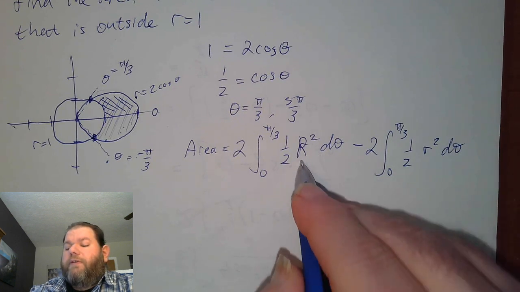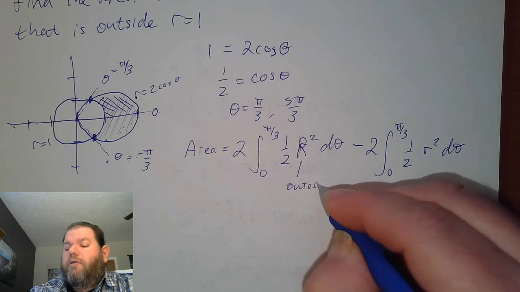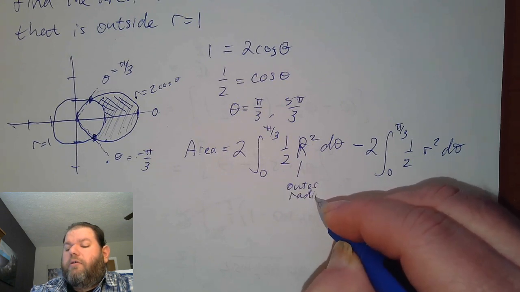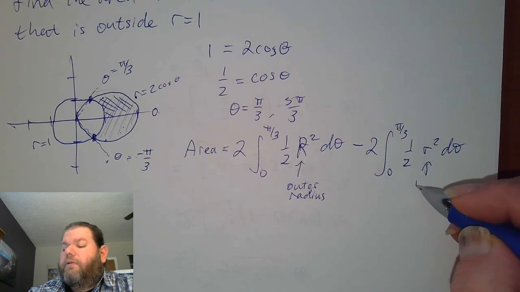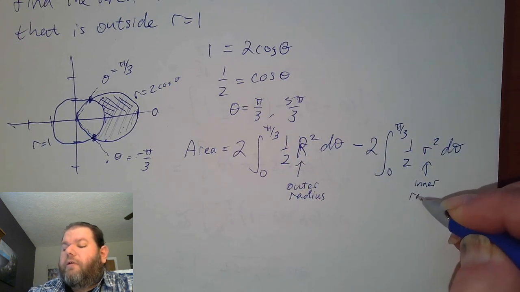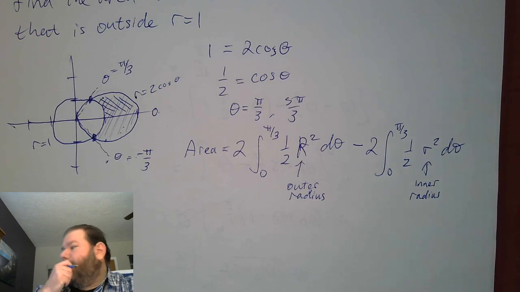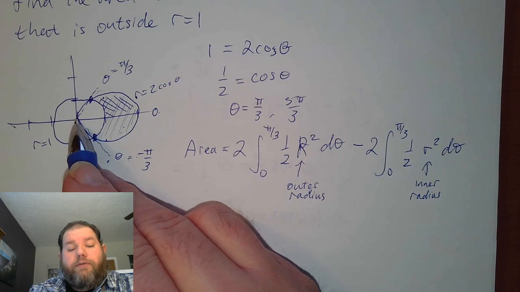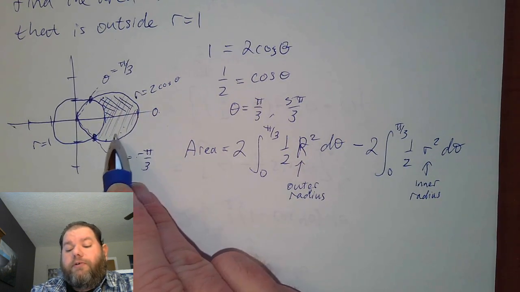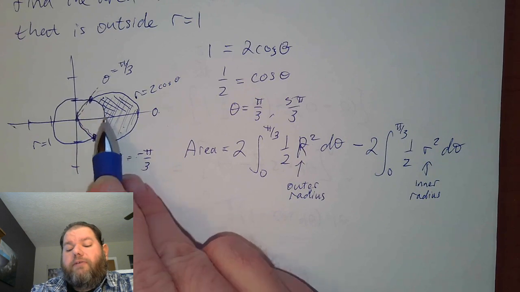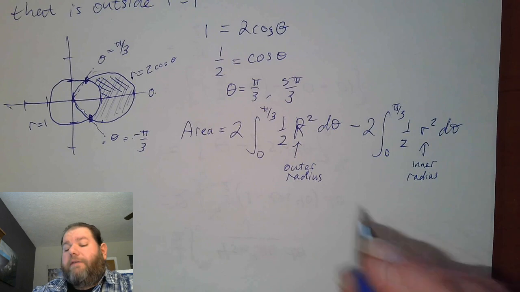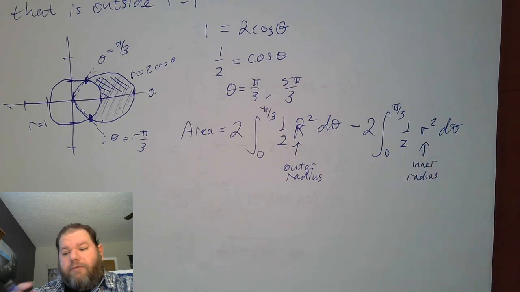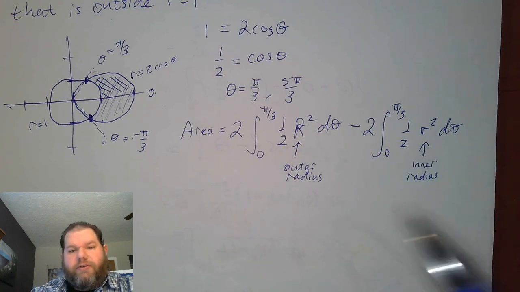We have our outer radius, and we have our inner radius. Now our outer radius is the one furthest from the origin, which would be our r equals 2 cosine theta, and the inner radius is the one closest to the origin, which is r equals 1. Now, we don't have to do this in two separate integrals. We can combine it into a single one because all the conditions are the same here.